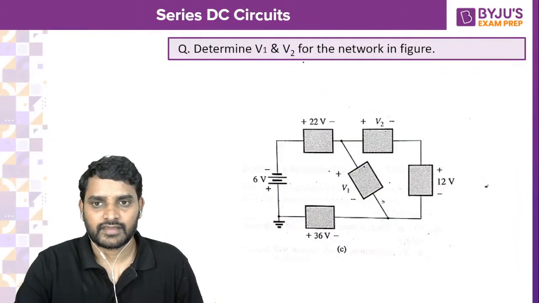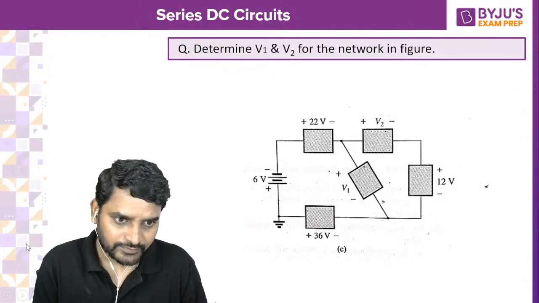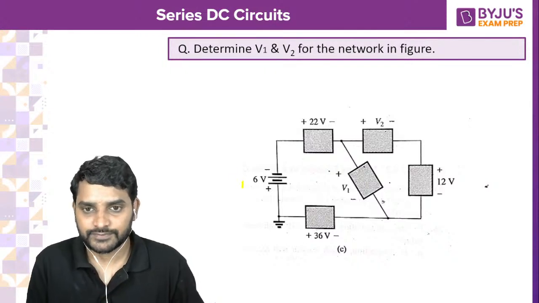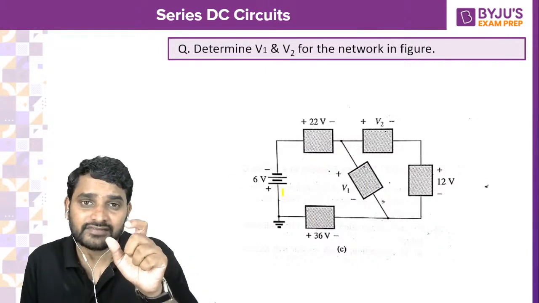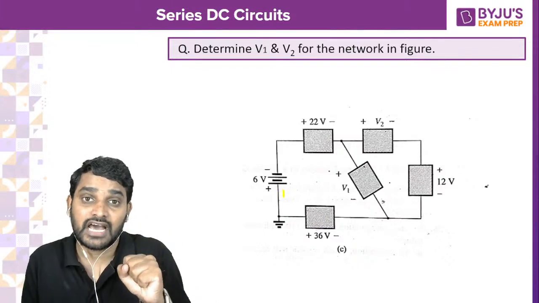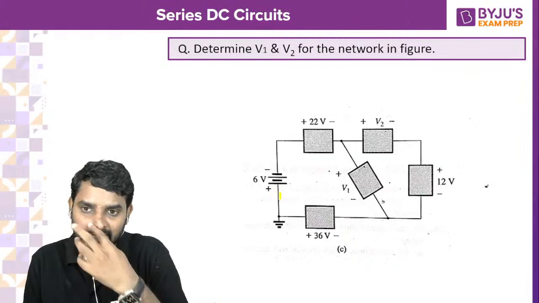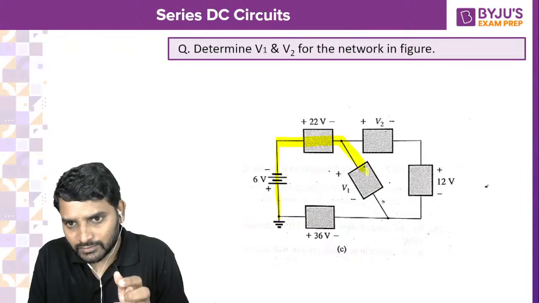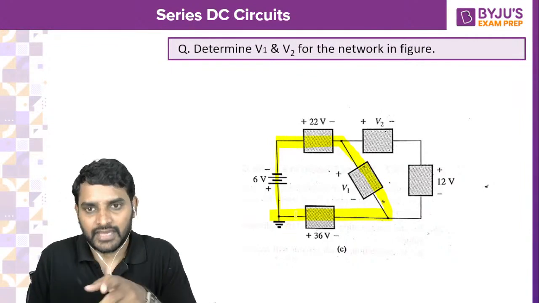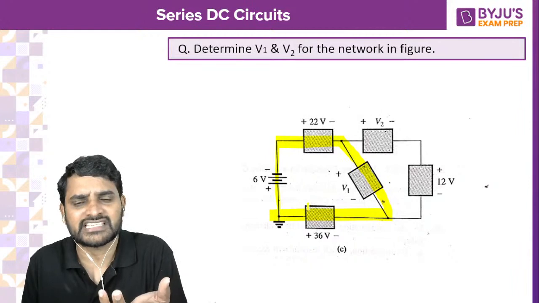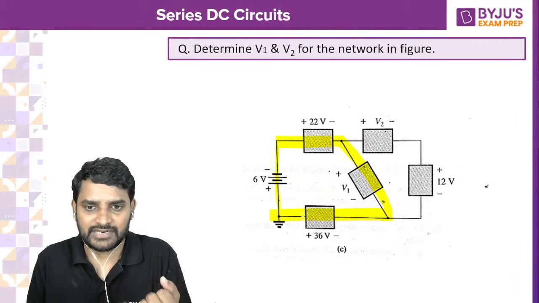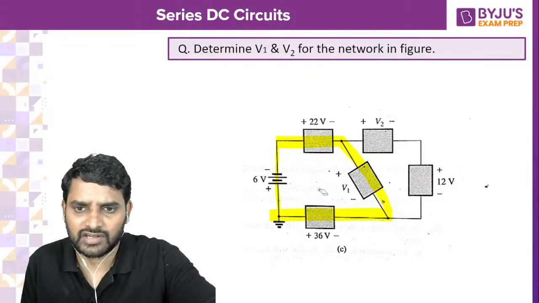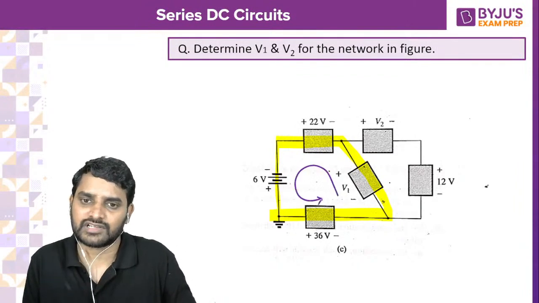Right. Now can you tell me about V1 and V2? See, select any closed path which has the minimum number of unknowns. So you have to write a KVL. So minus 6, minus 22, minus V1 plus 36. This is a closed path where you can calculate V1 easily. Can you tell me what is V1 now? No need to always be in clockwise. If you want to move anti-clockwise, you can move anti-clockwise also, no issues.